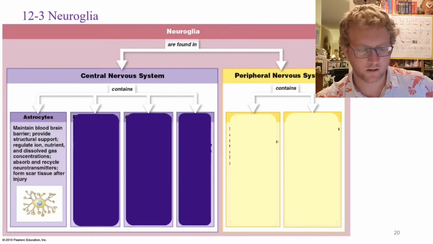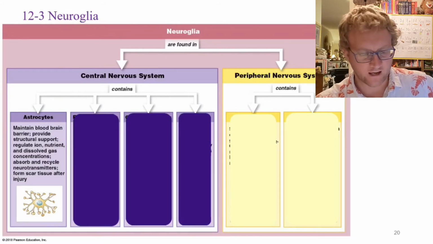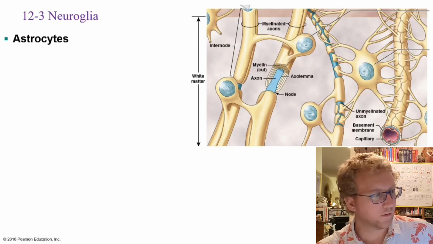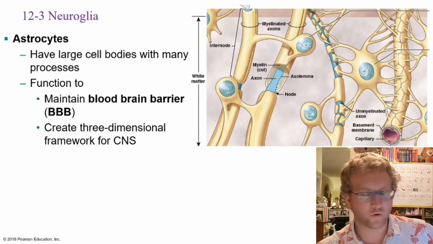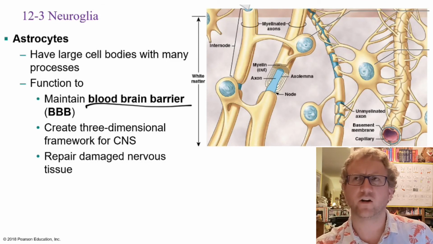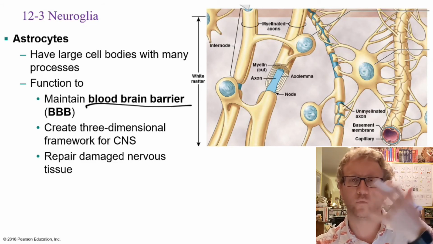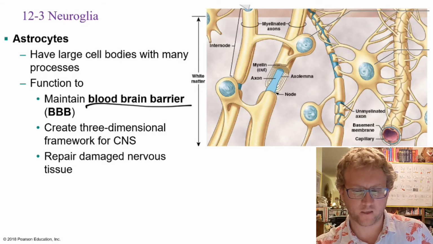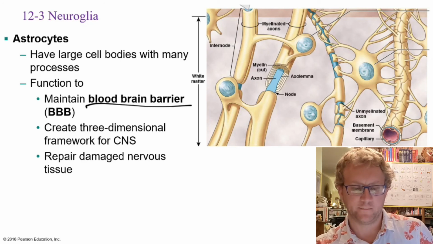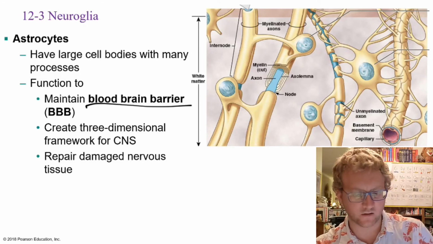The astrocytes maintain the blood-brain barrier, provide structural support, regulate different concentrations, repair damage, can create the three-dimensional framework, guide development, control interstitial environment. I don't know if I said that it maintains the blood-brain barrier. The blood-brain barrier is a protection wall, basically, that only allows certain things in. It's very effective, for example, at blocking pathogens and poisons and stuff like that from getting from the body into the brain and the spinal column. And so these cells are responsible for making that.